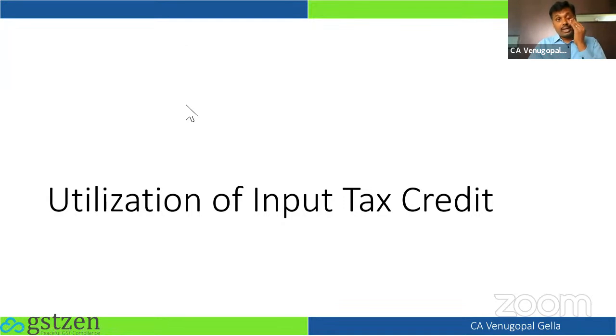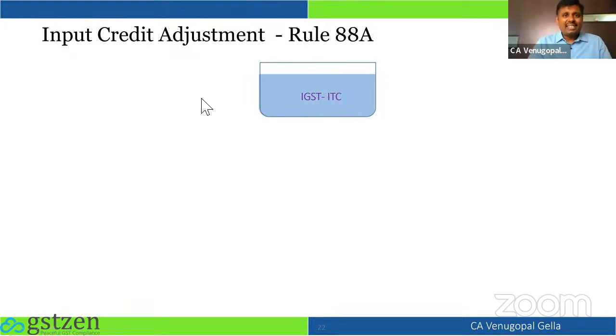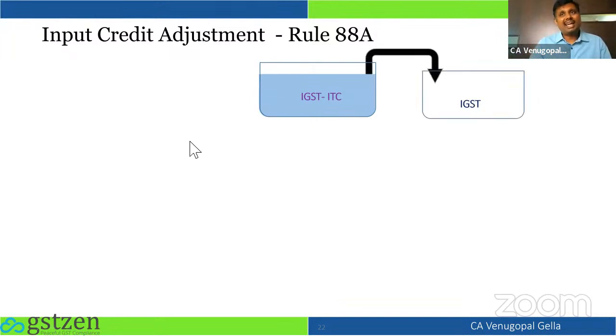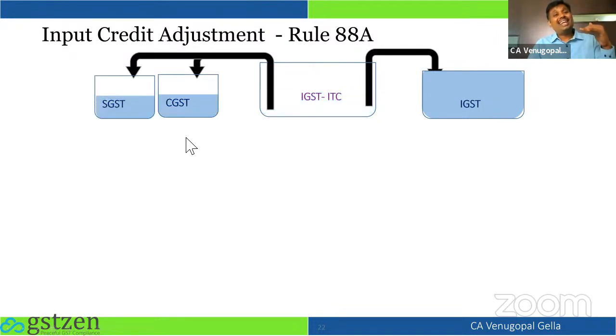How do I utilize the input tax credit? Rule 49 sub rule 5, section 49.5 read with rule 88A. There is a manner in which the input tax credit can be availed. The only condition is your IGST liability. Please note, your IGST liability has to be utilized first, or it has to be set off first. Only then you can do something. So an IGST input tax credit, I have to clear off IGST liability first. I have to empty that bucket first. Then I can use it towards CGST or SGST in any manner.